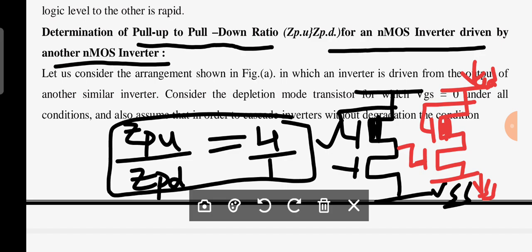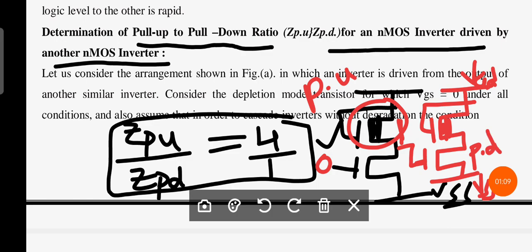Now here you can observe very clearly that when Vin is equal to 0 here, what is the output here? 1. Is it clear? Which transistor is going to turn on? Only the pull-up transistor is going to turn on. Then the output is equal to 1. Then which transistor will turn on? The pull-down transistor is going to turn on. Is it clear? That means any one of the transistors is going to turn on. In the first stage, pull-up turns on. In the second stage, pull-down turns on.